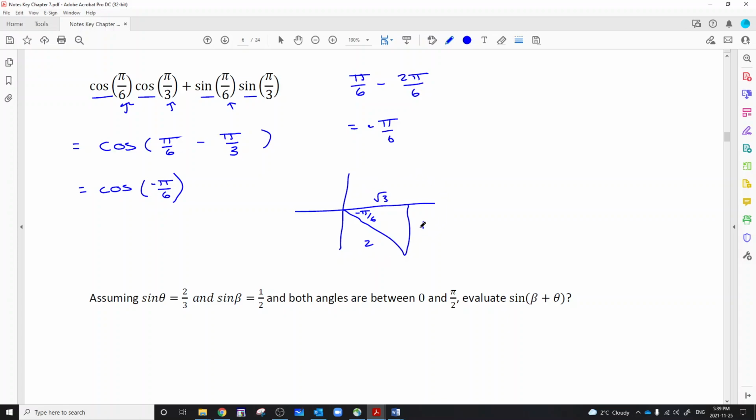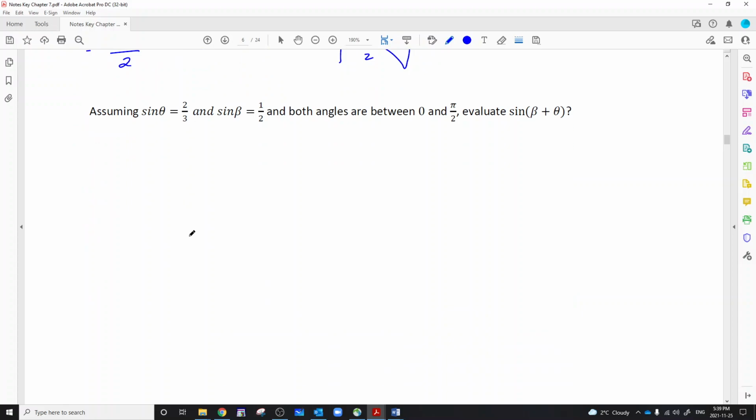And this one, because it's in the 4th quadrant, the y value is negative. But I'm evaluating cos, so I got off lucky. So I get adjacent over hypotenuse. So even if I forgot that negative, I'm still fine. Awesome. All right, the last one.